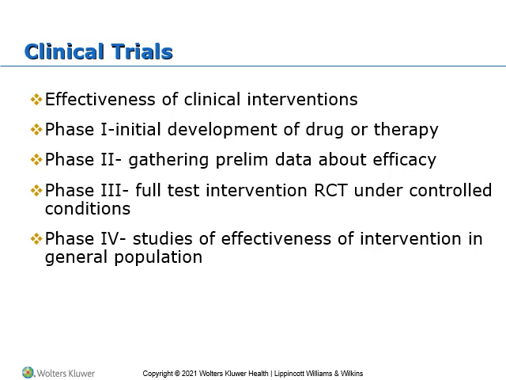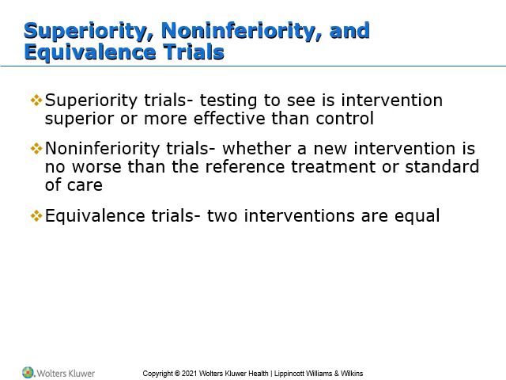So phase 3 is a full test intervention, usually a randomized controlled trial under very strict and controlled conditions. And phase 4 is when we look at the medication or clinical intervention and its effectiveness on the general population. So inclusion and exclusion criteria will be broadened for phase 4 trials, looking at patients who maybe have comorbidities, where in phase 3 we were really looking at patients who have little comorbidity so that we don't get false results related to side effects.